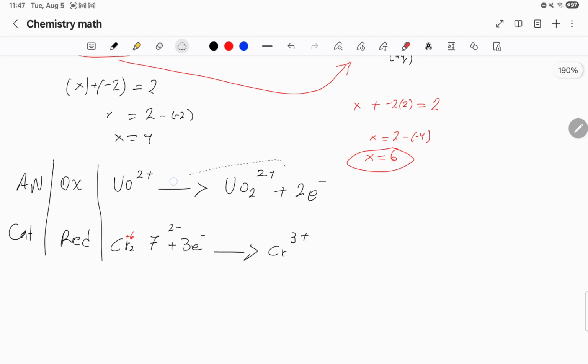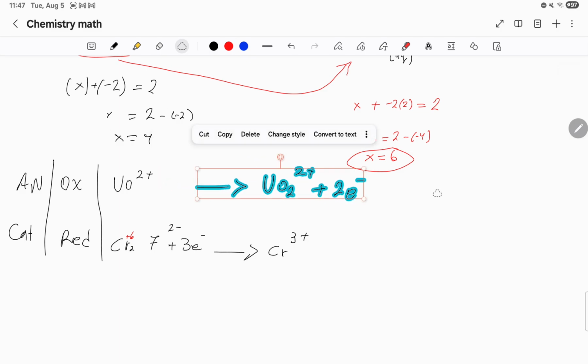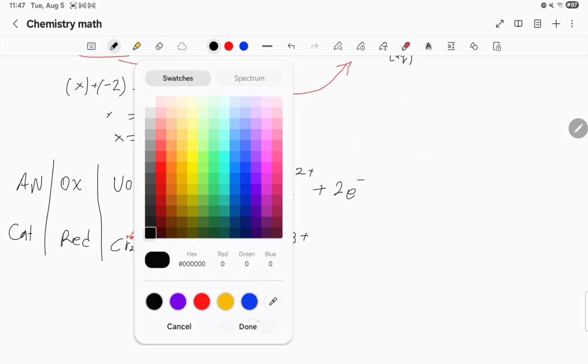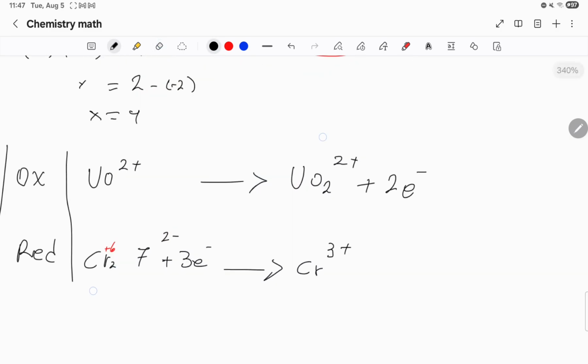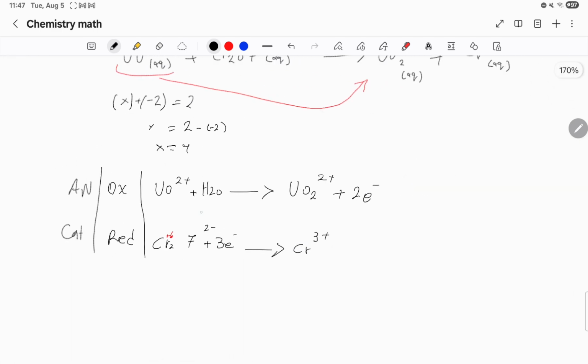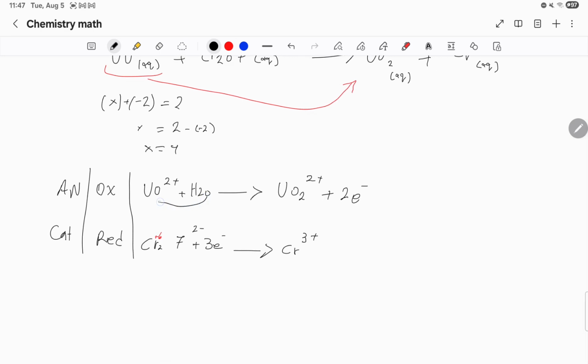To this oxidation reaction, this half reaction right here, I can actually add something. I can say that in order to balance this equation, I can add a water molecule. Perfect. I can add a water molecule, and this water molecule will equalize the number of oxygens that we have.